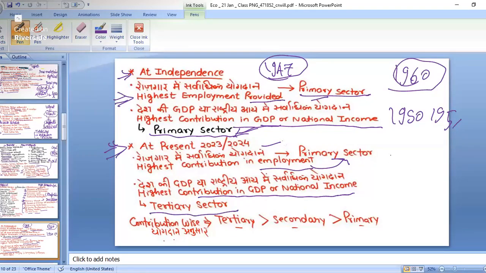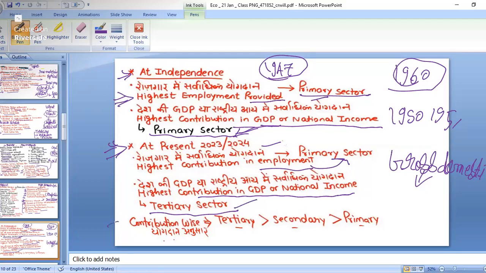So GDP means what? Gross domestic product. From this, the national income is calculated. Here, at present, we are getting it from the tertiary sector.